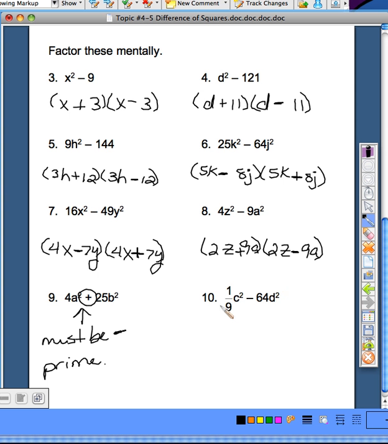All right, in 10, we have a fraction. Well, the square root of 9 is 3, so remember you multiply the denominators. So this is a perfect square polynomial. We have a difference of squares. We have 1/3. 1/3 times 1/3 is 1/9. So we have 1/3 and 1/3 in each. And we have 8d, the square root of 64d squared is 8d. And one of these is minus, and one is plus.